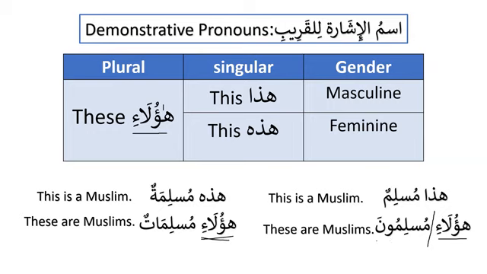So muslimuna has the una sound, and muslimatun has the sound which is atun. So una and atun is the sound for masculine plural and for the feminine plural, and this is the sound plural, not the broken plural. So we have una and atun.